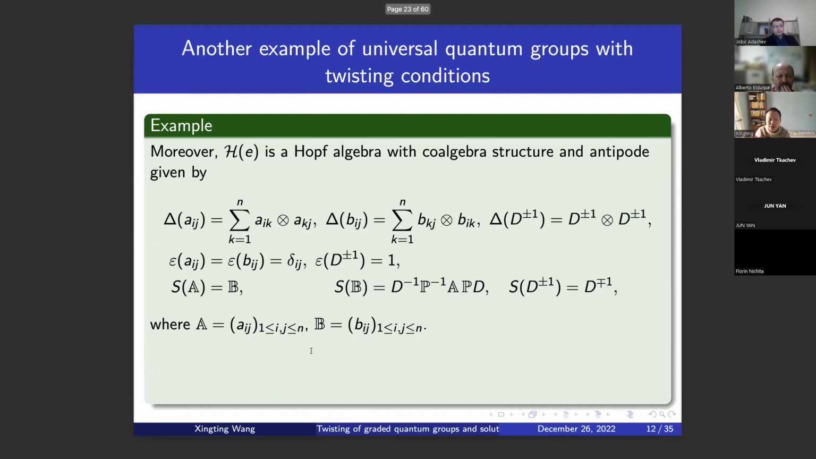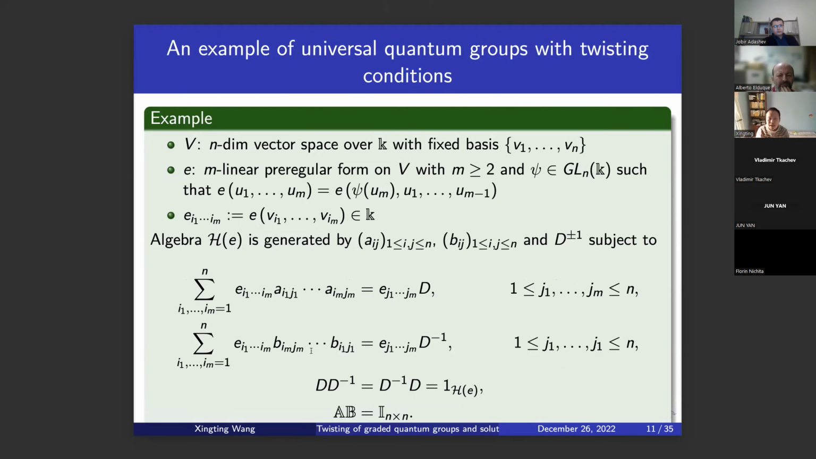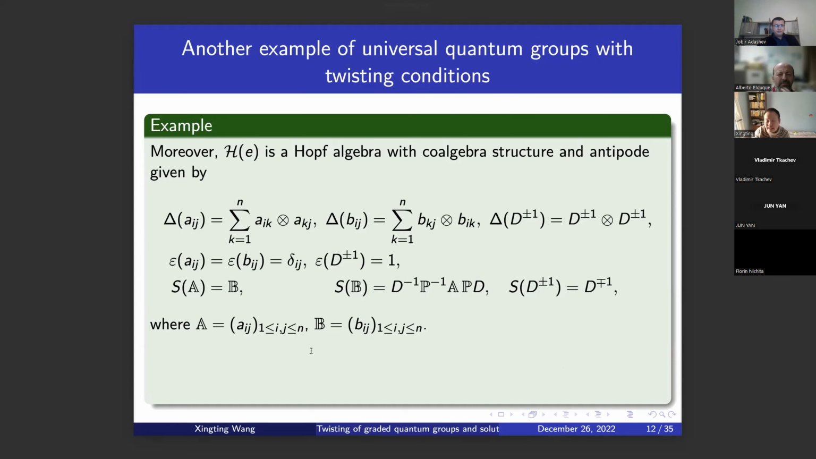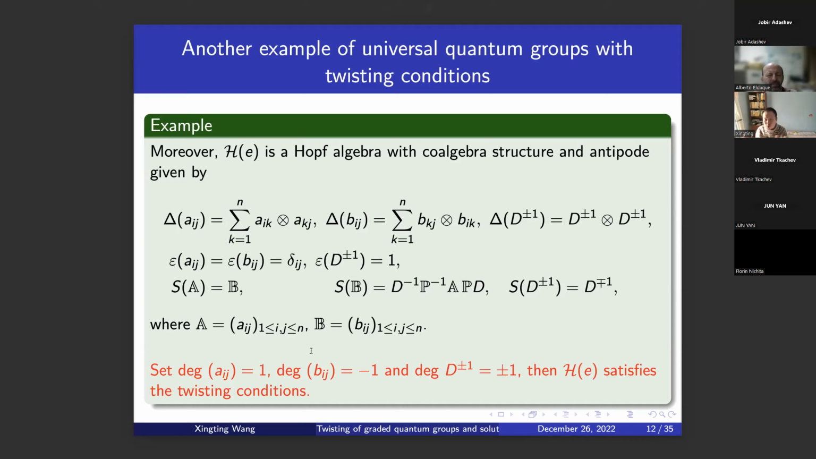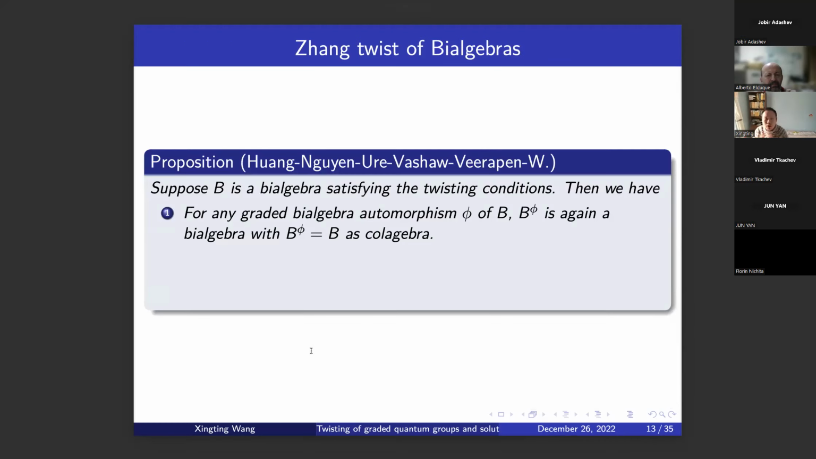So even though the relations look a little bit complicated, if you make a_ij degree 1, b_ij degree minus 1, and the determinant D has degree m, where m is the arity of the multilinear form, then you can check the same thing, that it satisfies the twisting conditions. So it's another example in which the twisting conditions appear very natural. Okay. So now let me state one result as a partial answer to my first question. So when does a Zhang twist give you again a Hopf algebra?